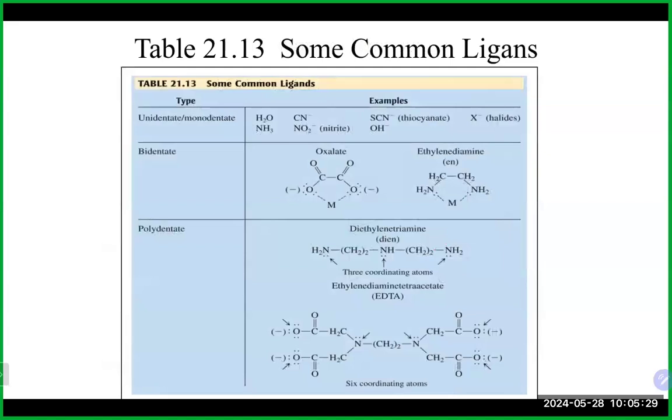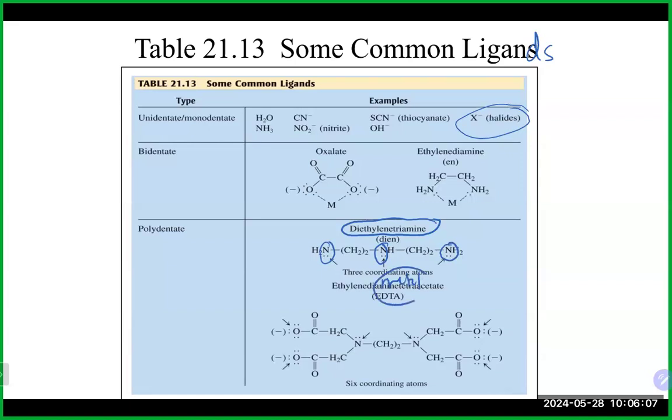So here's a table, and again, here's our ethylenediaminetetraacetic acid, which is EDTA, on the bottom. This is water, cyanide, ammonia, nitrite, hydroxide. All the halogens are good Lewis bases and ligands. And there's our oxalate and our ethylenediamine. This is actually dien, which has 3 nitrogens, and each of those nitrogens has the ability to bind to a metal.